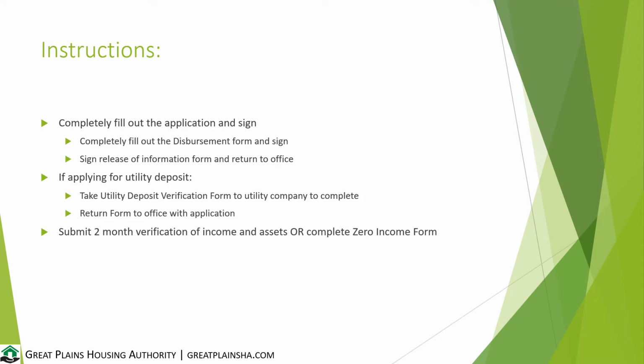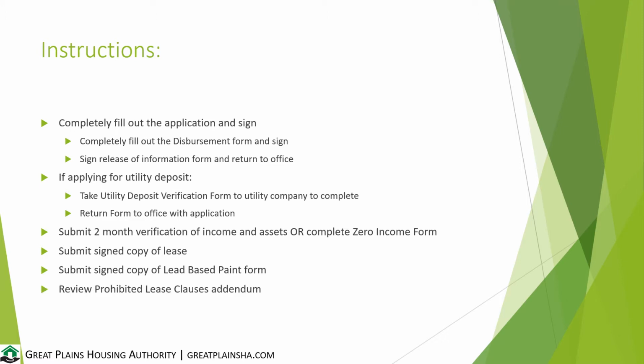You will need to work with your landlord to obtain a signed copy of your lease, the completed lead-based paint form, and the request for tenancy paperwork. Be sure to review the prohibited lease clauses addendum. If you are deemed eligible after screening, you will need to complete inspection requirements, after which your deposit payment will be dispersed to your landlord.